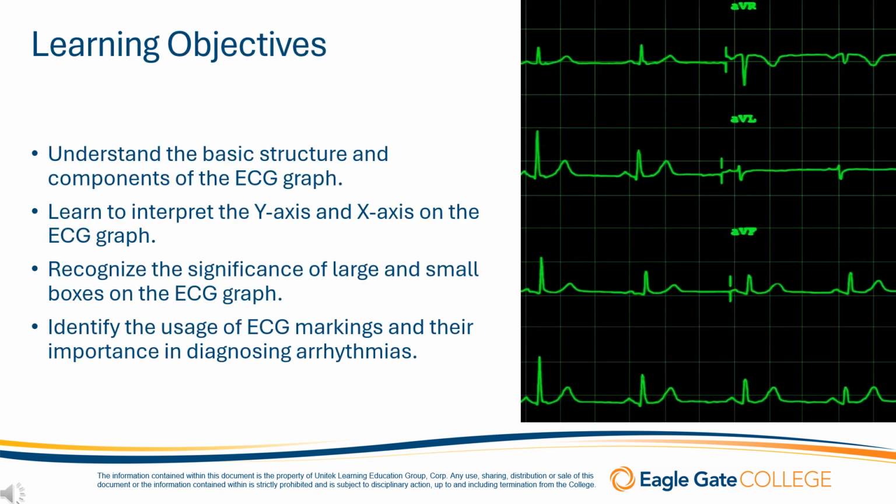So these are our learning objectives for this presentation. By the end of this presentation, you will understand the basic structure and components of the ECG graph. You will be able to interpret the y-axis and the x-axis on the ECG graph. You will recognize the significance of large and small boxes on the ECG graph and be able to identify the usage of ECG markings and their importance in diagnosing arrhythmias.